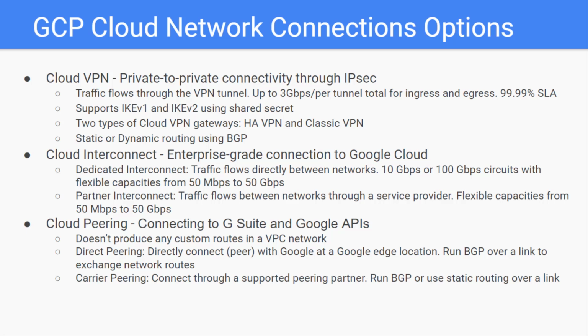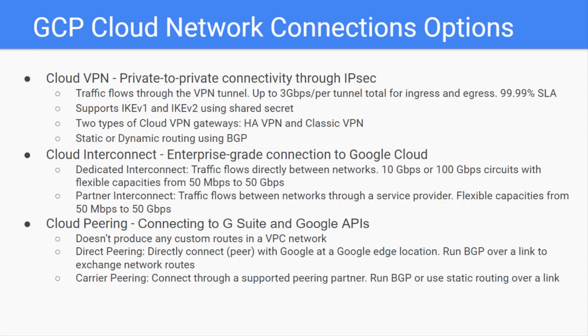Let's take a look at these products. If you need a private-to-private connectivity, then Cloud VPN is the best choice. Cloud VPN securely connects your peer network to your VPC network through the IPsec VPN connection. Traffic traveling between the two networks is encrypted by one VPN gateway and then decrypted by the other VPN gateway. This protects your data as it travels over the internet.